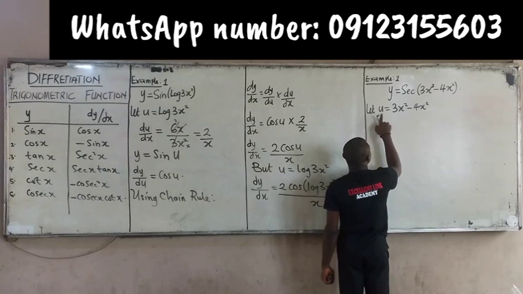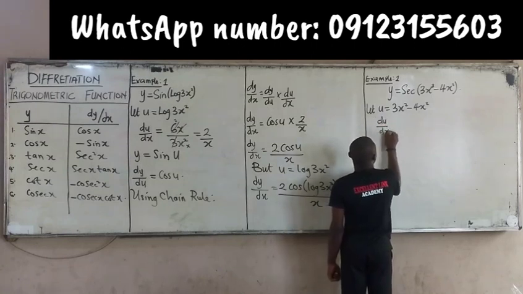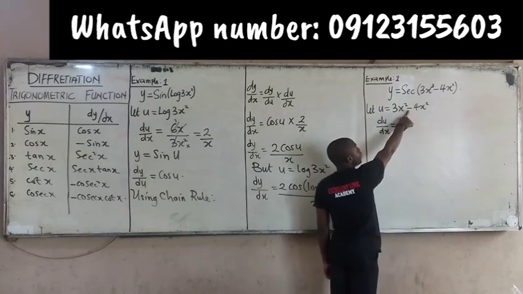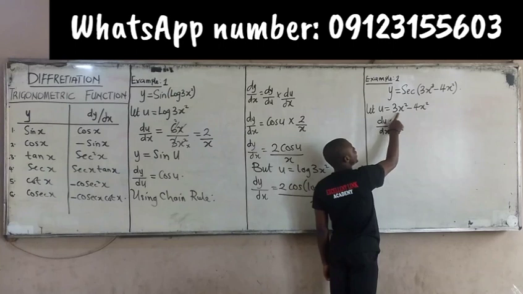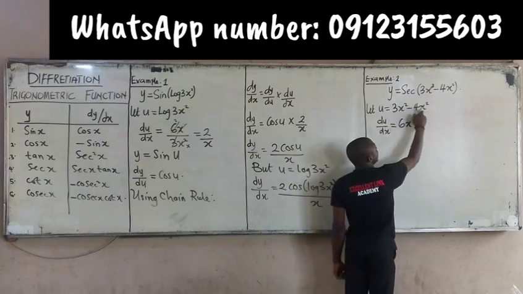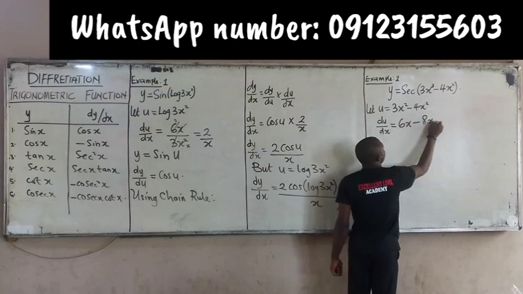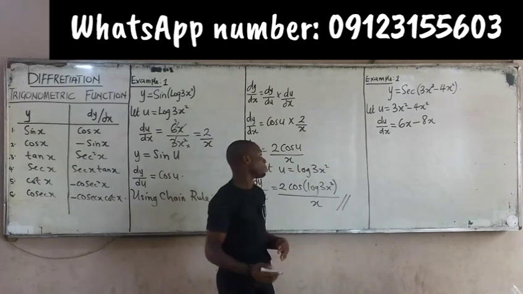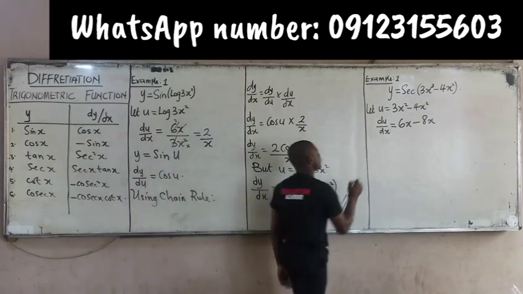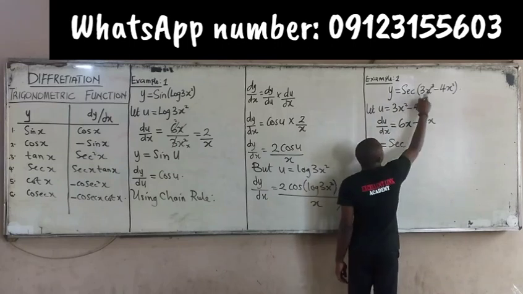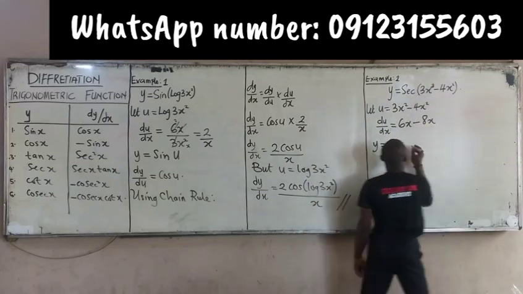Now, differentiating u with respect to x, I'll have du over dx is equal to, I'm applying the general method here. If I differentiate 3x squared, I'll have 6x minus, differentiate this, I'll have 8x, from the idea of the general method of differentiation. Of course, we said y is equal to sec, and we call this term u. So that becomes sec u.